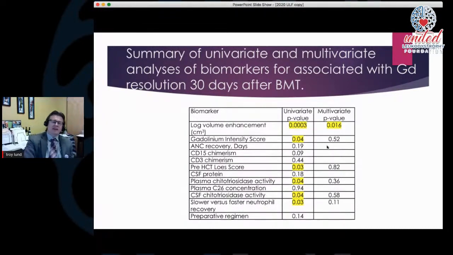So in multivariate analysis, which is a very robust and strong way to compare data, log volume enhancement actually is the central predictor of early gadolinium resolution. Again, intuitively, it all makes sense that the less gadolinium you have, maybe the faster it'll go away. But until now, numerically, nobody's really investigated it, at least not like this. So we thought this was very interesting and exciting.